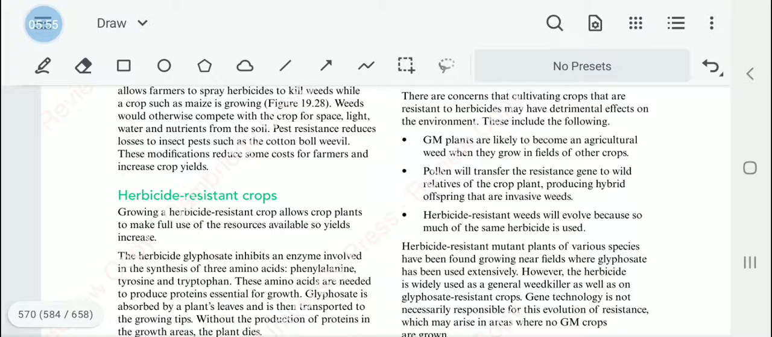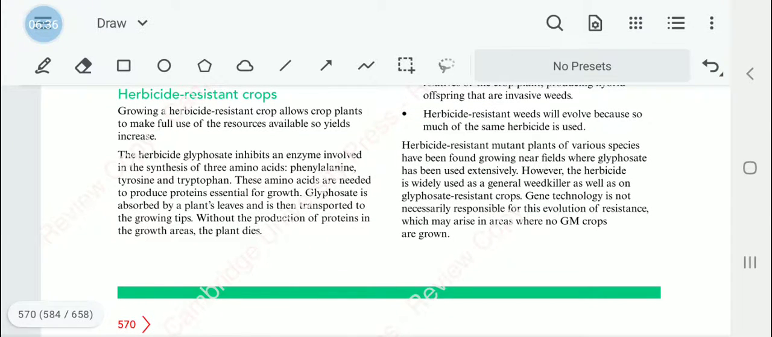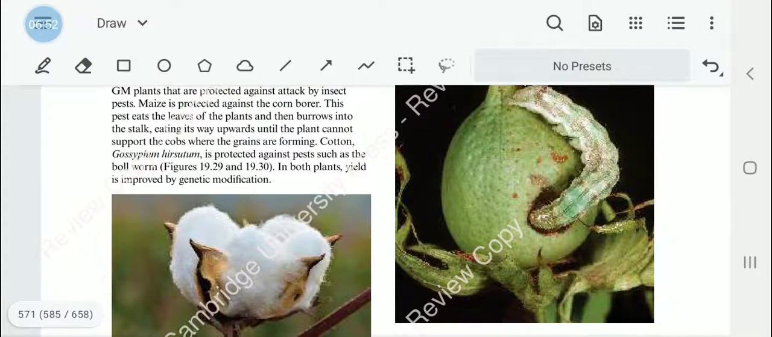Researchers have found herbicide resistant mutant plants close to the agricultural fields where glyphosate has been used extensively. However, this is used as a general weed killer, and also on glyphosate resistant crops. So it is not only glyphosate that creates these kinds of variations, but also other crops, and also continuous use of different kinds of fertilizers will result in resistance naturally in the environment.